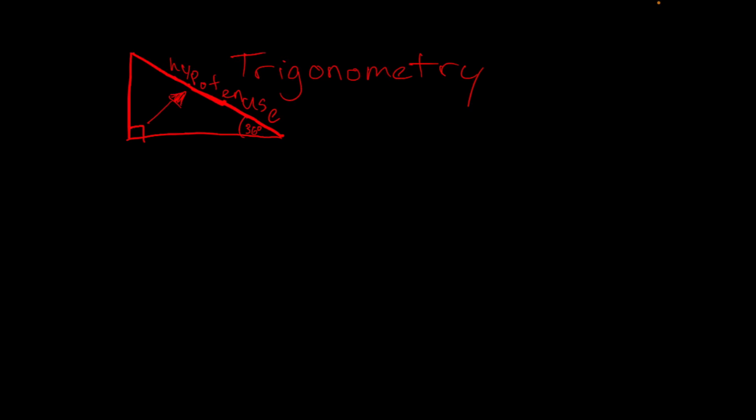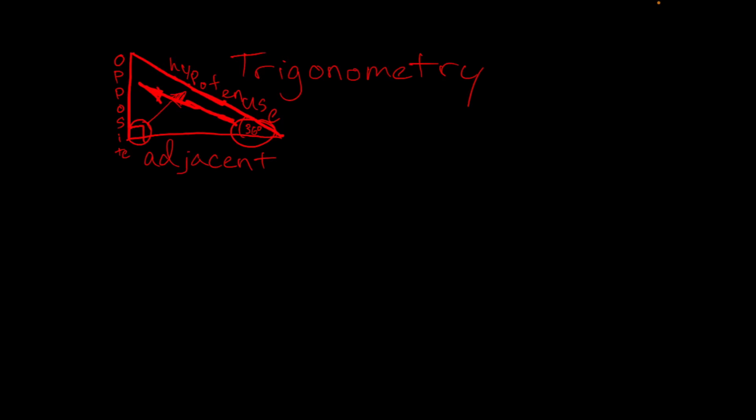The one opposite of the given angle is the opposite side, because it's opposite of the given angle. And then the one adjacent to the right angle and the given angle is called the adjacent side, because it's adjacent to the angles.